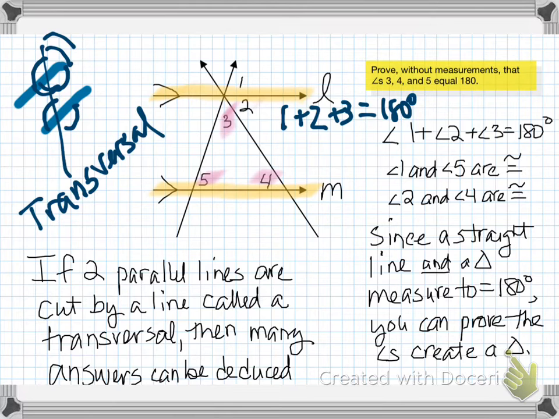Angles 1 and 5 are congruent. Angles 2 and 4 are also congruent. And since a straight line and a triangle equal that, that's how I could have proven that all equals 180. And when you're given numbers to work with, it also will work, and we'll do examples of that in class too. Like I said, I just wanted to give you a visual example.